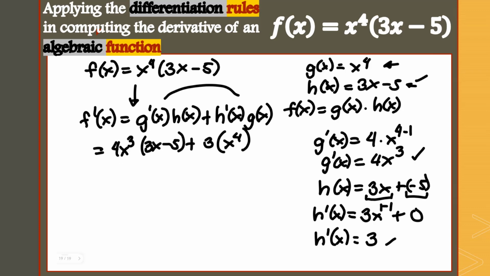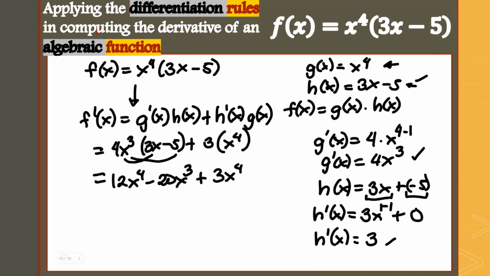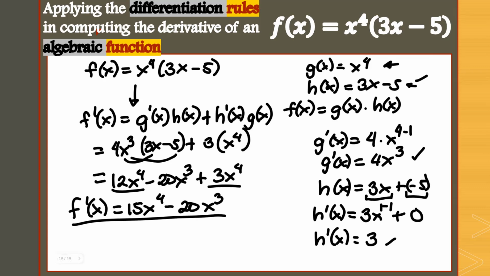At the same time, we can of course multiply now or simplify the necessary terms here. So you will have here by distributive property 12x to the power 4 minus 20x cubed, then plus 3x to the power 4 for the second. In short, the final answer here for the derivative of the given function, 12 plus 3, that's 15, x to the power of 4 minus 20x cubed. This is the result for the derivative of this product of functions.